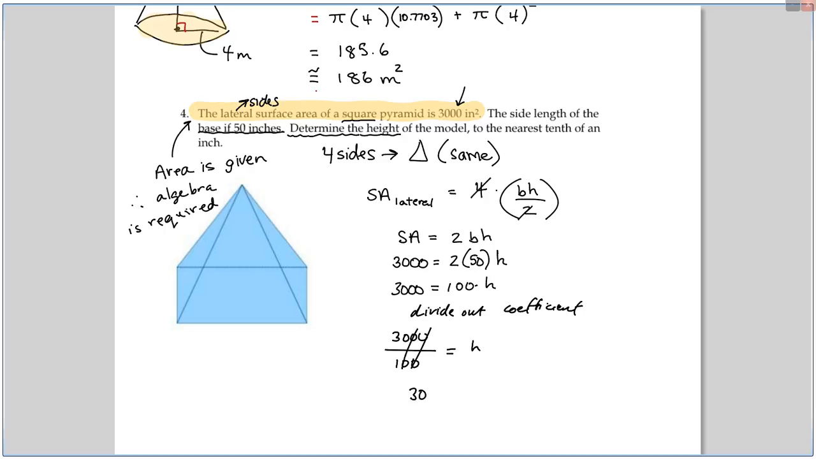And what's the unit for the height? Inch. Okay. Because we solved for a one-dimensional unit, it's just inch. Notice that the surface area unit they gave us was inch squared. So you wouldn't put inch squared down here. You just put inch because height is one-dimensional.